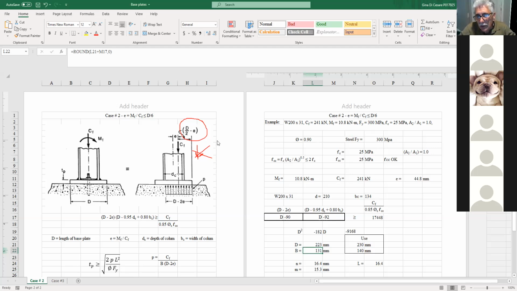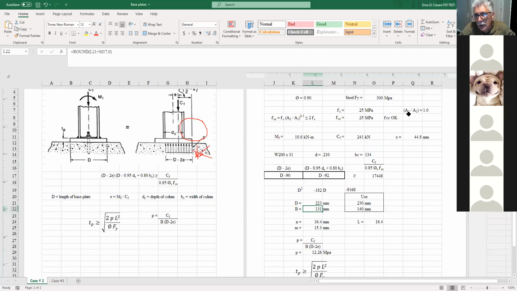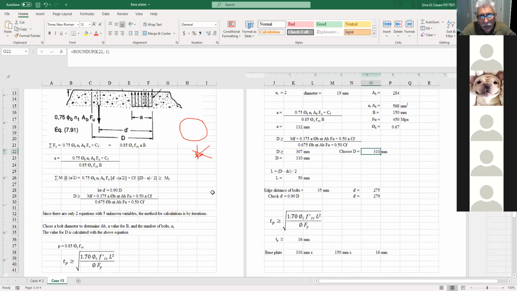So here what I did is I started with the same values I had for case number 2, the CF value, the MF value, and all that. Now here I put an A2 over A1 ratio of 1 because you're sitting on the wall. Basically, these are the values I'm designing for. Here's my eccentricity. And these are the equations. I'm sorry, I'm going back to case number 3. Sorry. So these are the equations.